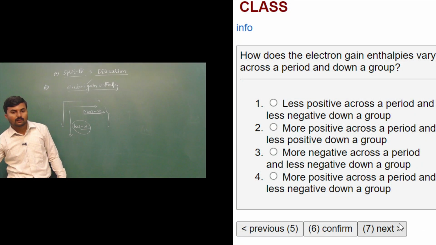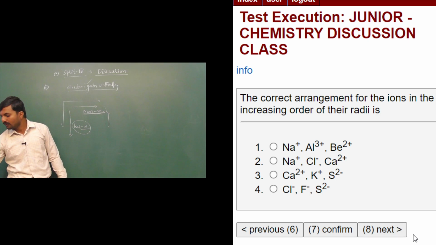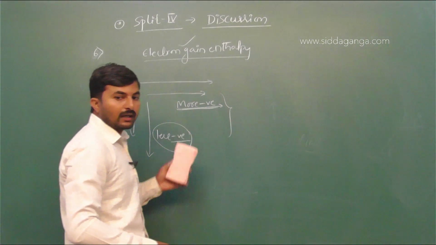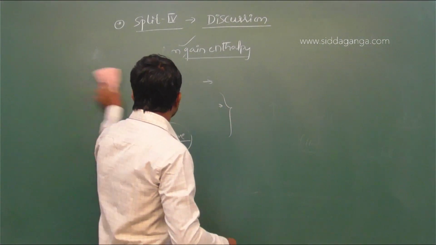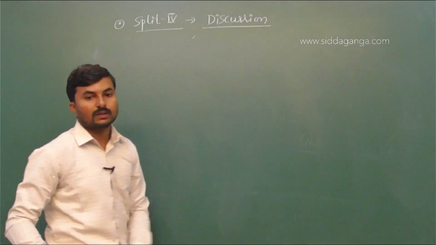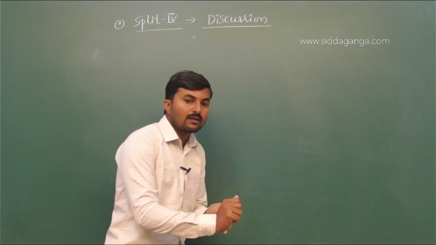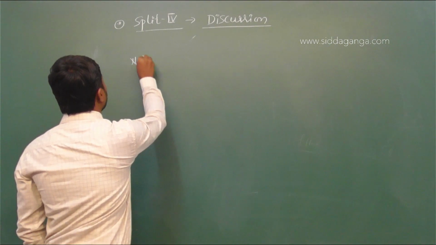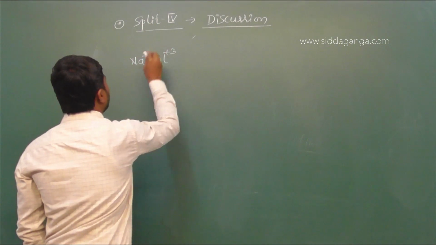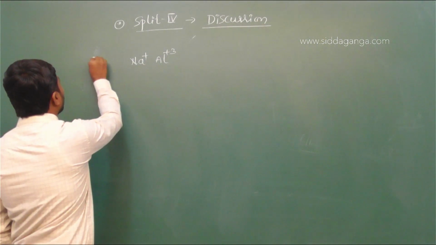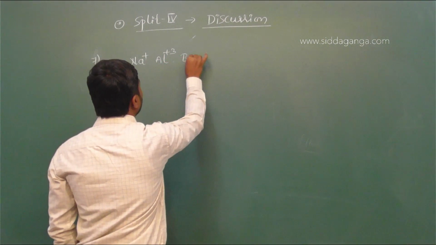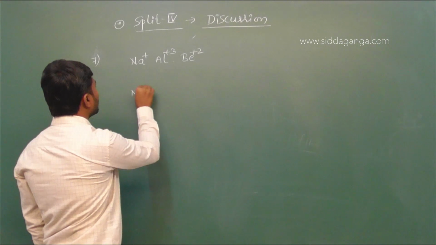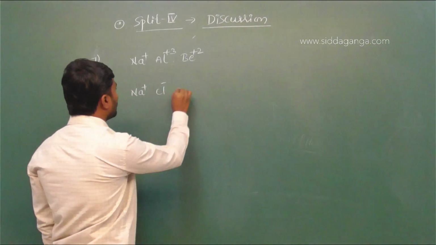So the next question, number 7, is regarding the correct arrangement of ions with respect to their ionic radius. What are the ions they have given here? Al plus 3 followed by Be plus 2. The next set is Na plus, Cl minus, followed by Ca plus 2.